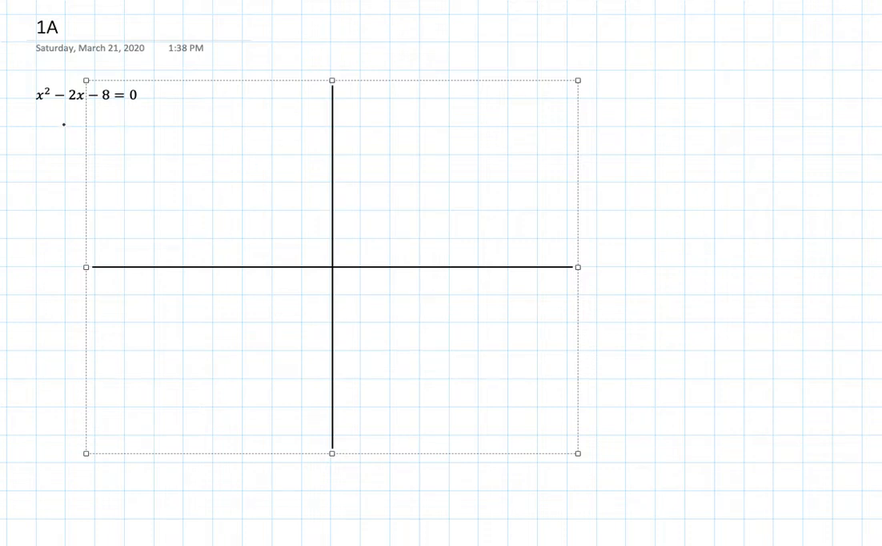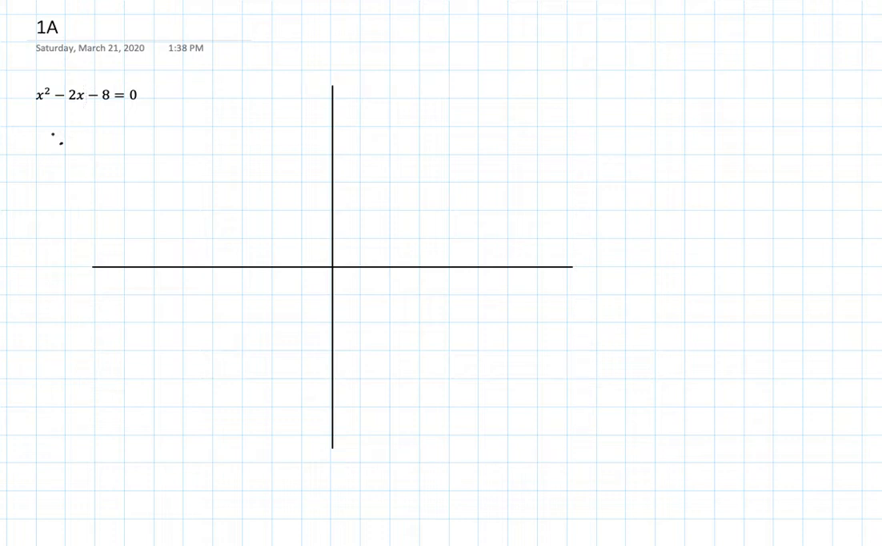x squared minus 2x minus 8. Remember how to graph these? This one is going to be opening upward, because you have a positive, it's not negative in front. So we're going to open upward. I'm going to mark the y-intercept, which is negative 8. So 1, 2, 3, 4, 5, 6, 7, 8.